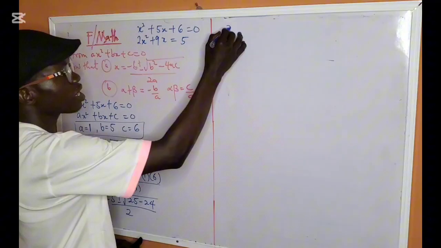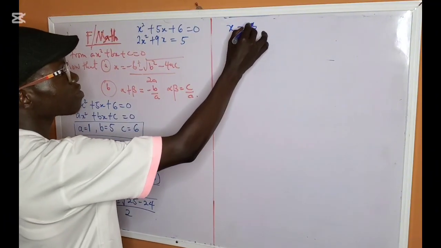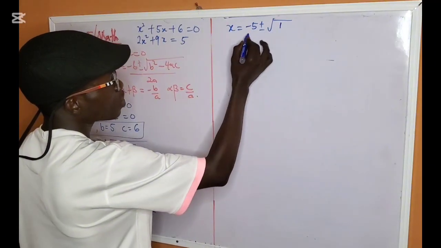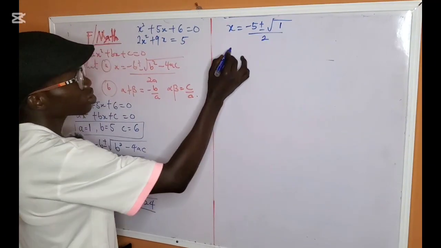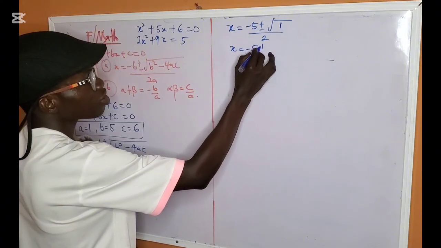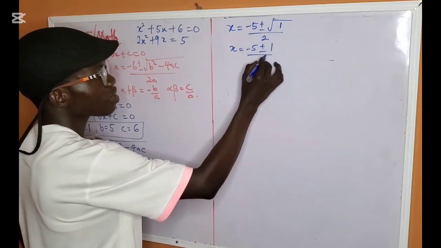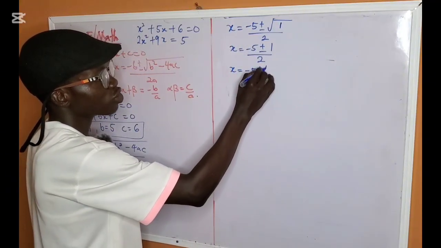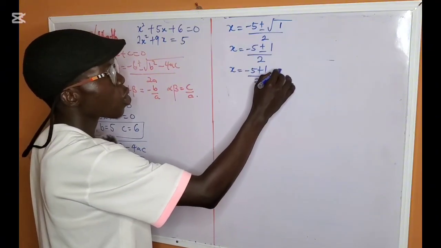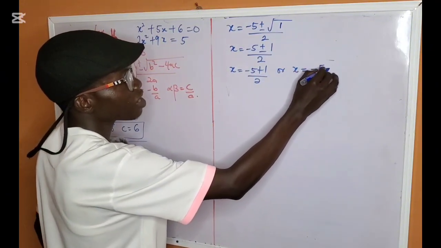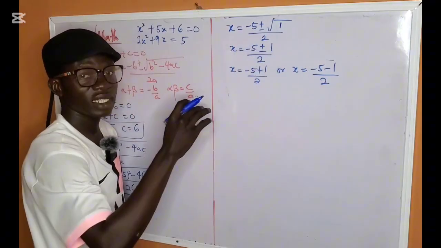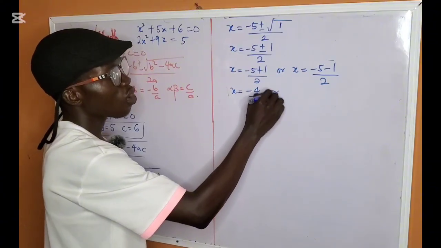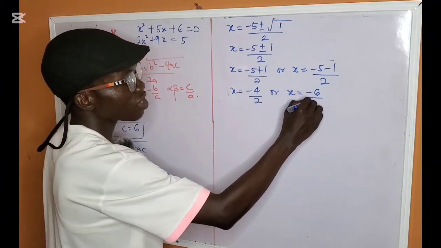So let's continue our journey. x equals minus 5 plus or minus the square root of 25 minus 24, that is 1, over 2. So x equals minus 5 plus or minus the square root of 1, which is 1, divided by 2. Now I can write this in two ways. I can write x equals minus 5 plus 1 over 2, taking the positive sign, or x equals minus 5 minus 1 over 2, taking the negative sign. So x equals minus 5 plus 1, that's minus 4 over 2, or x equals minus 6 over 2.